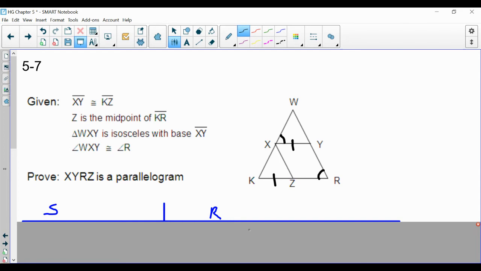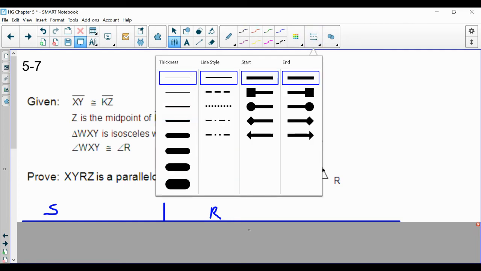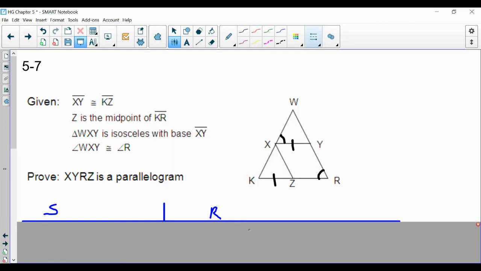So again, always a good idea to plan through your proof. Having those congruent is nice, but we actually can get that KZ and ZR are congruent by the fact that we have a midpoint. So this is the same as that, which then by transitive, we get XY is congruent to ZR. So that's important.